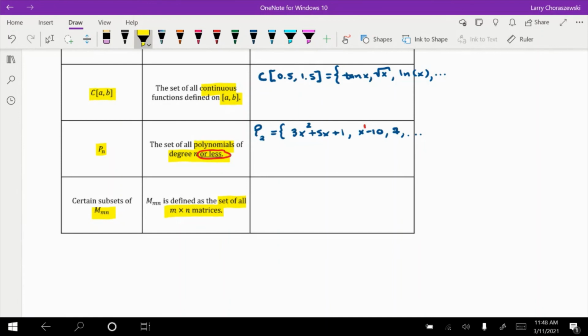So I'll give you an example of some matrices that might be in M sub 2,2. Okay, M sub 2,2 consists of matrices that have a size of 2 by 2. So, we definitely would have the identity in here. Okay, we'd have the 2 by 2 zero matrix, and basically any other 2 by 2 matrix would belong in the set M sub 2,2. I'll just say A, B, C, D.